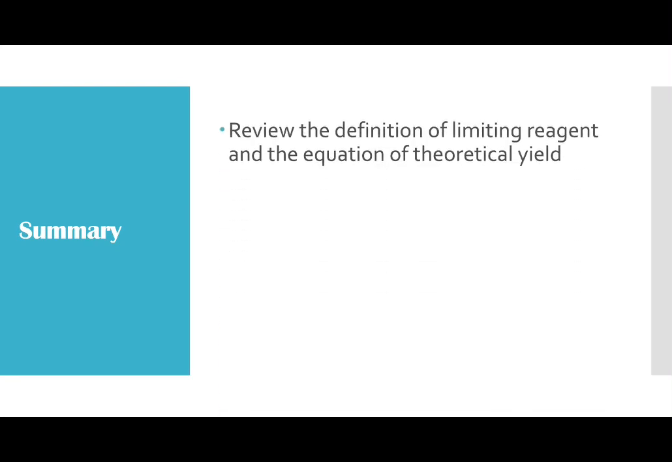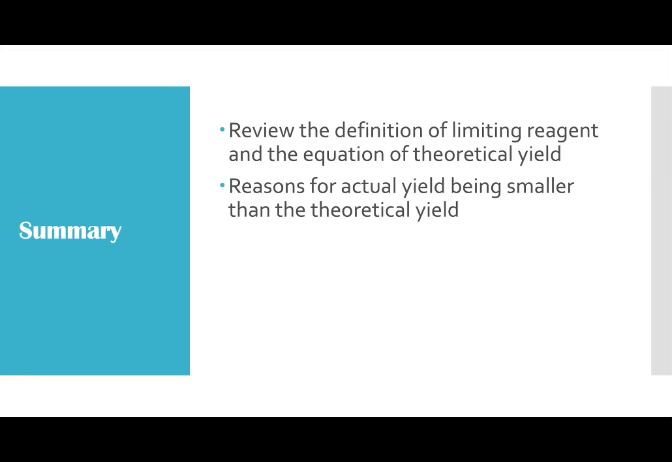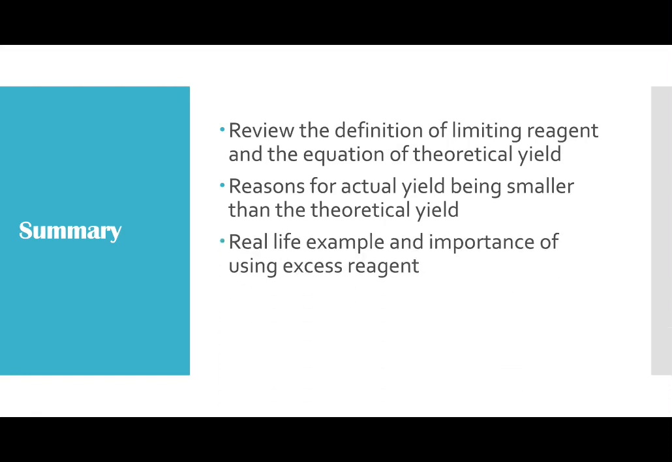So to summarize, today we first reviewed the definition of limiting reagent and the equation of theoretical yield that has been introduced in the lecture. Then I also introduced some reasons for actual yield being smaller than the theoretical yield. I raised a total of 2 real-life examples and the importance of using excess reagents, like its economic and eco-friendly meaning in industry. And lastly, I showed some tips that we can use to improve our yield in an experiment.